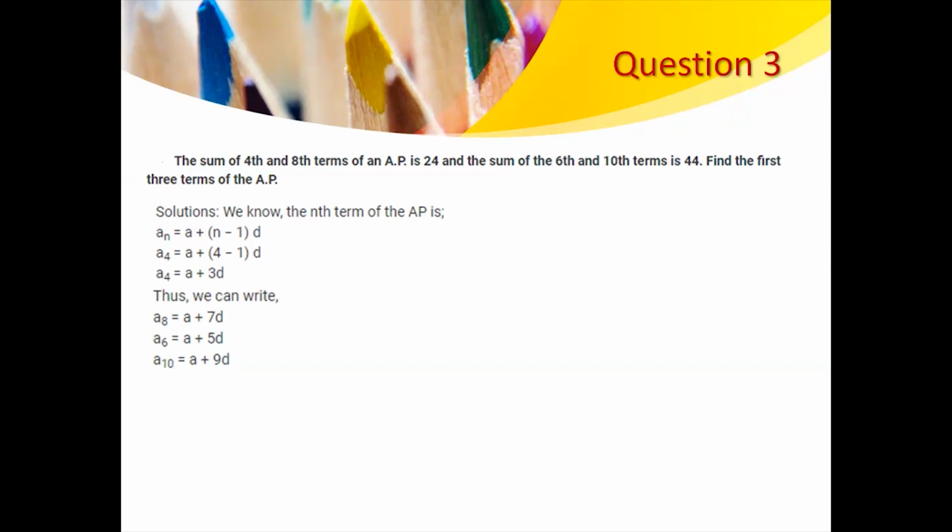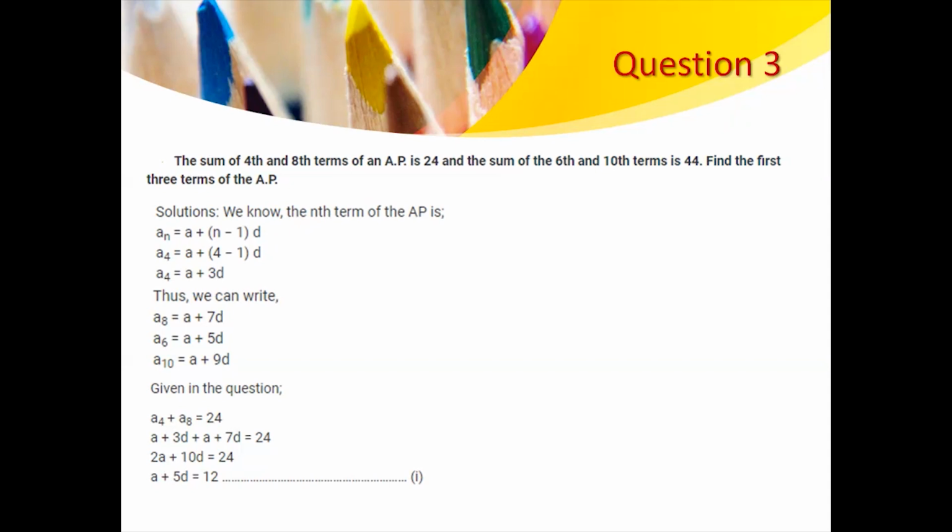Now, after that, my first condition which is given that the sum of the 4th and the 8th term is 24. So A4 plus A8 is equal to 24. Put the value of A4 and A8, and ultimately I get a final equation A plus 5D equal to 12, and I'm marking that equation as equation number 1.